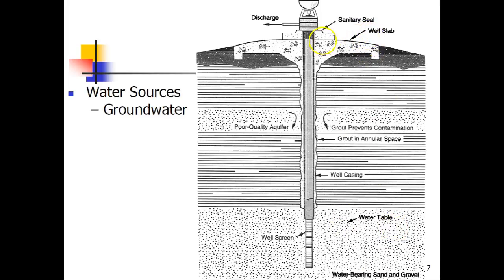Here we have the well slab. You can see the well slab is sloped away from the entrance of the well. The sanitary seal right there, again, that seals the hole. Very important. And again, any abandoned wells, it's really important that they're taken care of correctly, and they need to be capped off completely, and it has to be done by a licensed well driller.